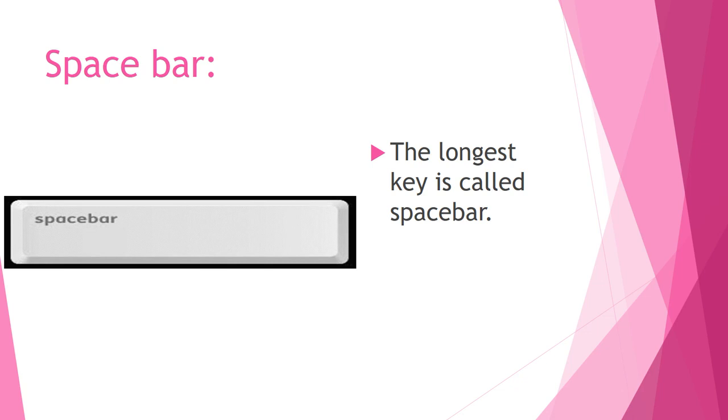Next is space bar. The longest key on the keyboard is the space bar. The color of the space bar on the keyboard is black. We press the space bar when we want to put a space between words. If we do not put space between words, the paragraph will be difficult to read.